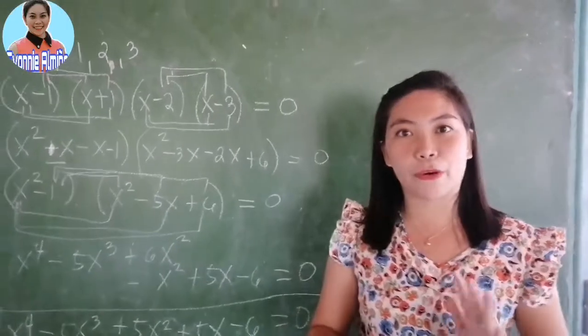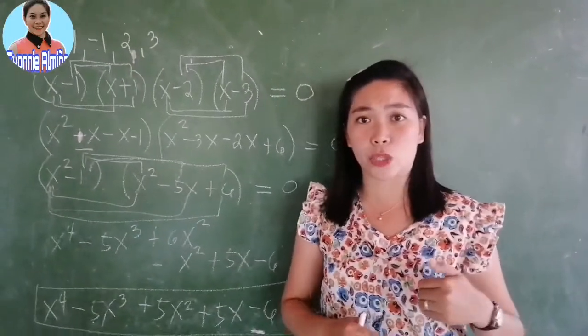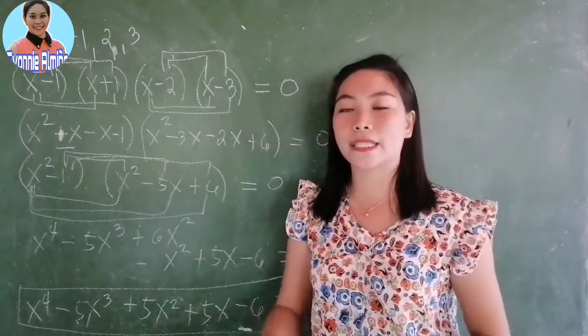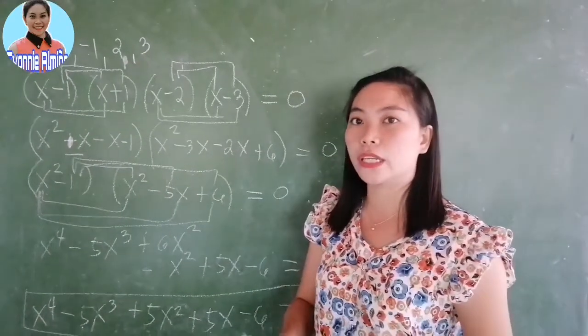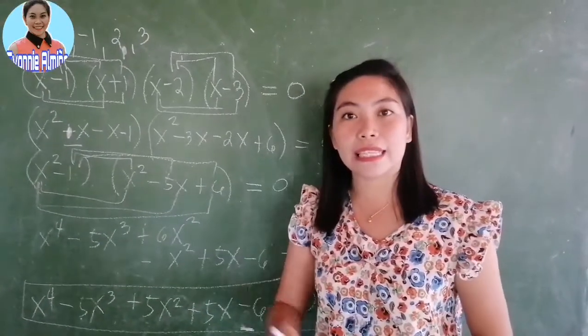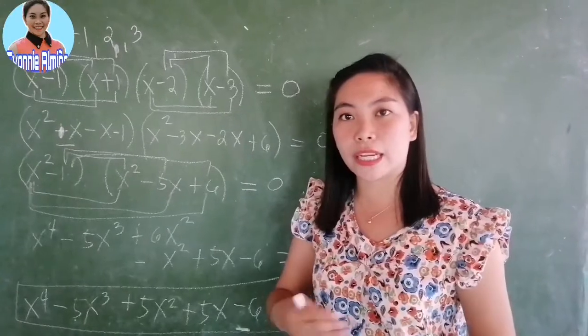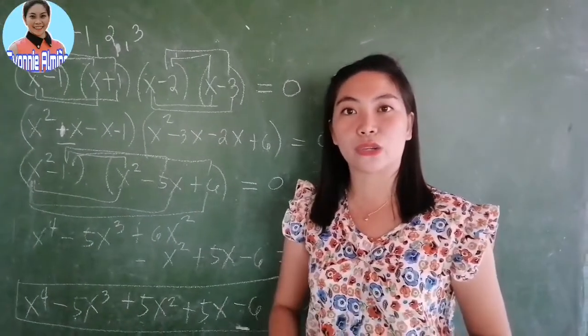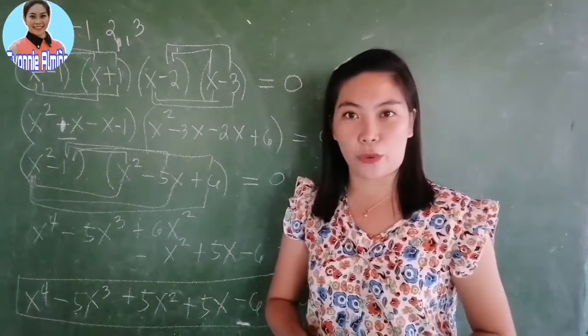That is what I always say from our previous discussion: the highest degree of our polynomial equation, whatever that number is, indicates the number of roots, the number of factors, and the number of zeros of your polynomial equation.